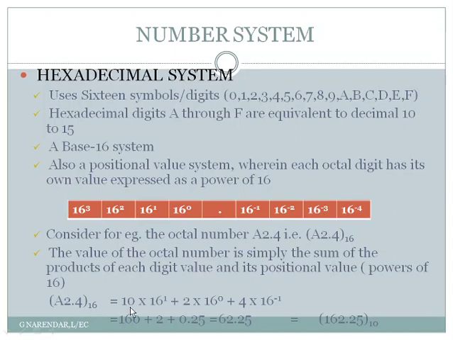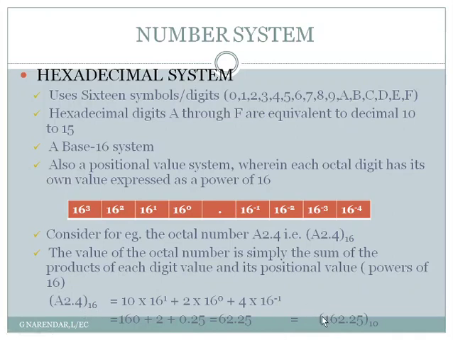16 power 1. So you multiply 10 with 16 power 1. So these are the three products that we obtained. First is 160, and second one is 2 into 16 power 0. 16 power 0 is 1, and it is 2. And the third product is 4 into 16 power minus 1. So it is 4 by 16, so it's 1 by 4, so 0.25. And the sum of all these products is 162.25. So 162.25 is the value of the hexadecimal number A2.4.